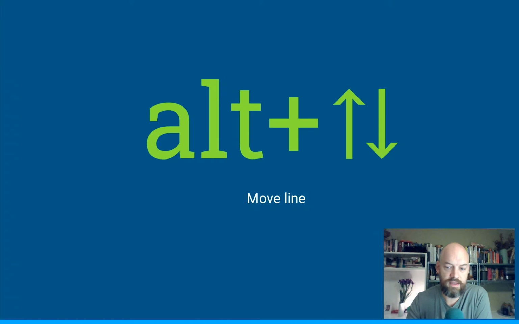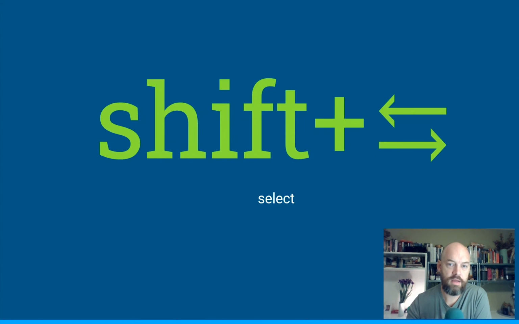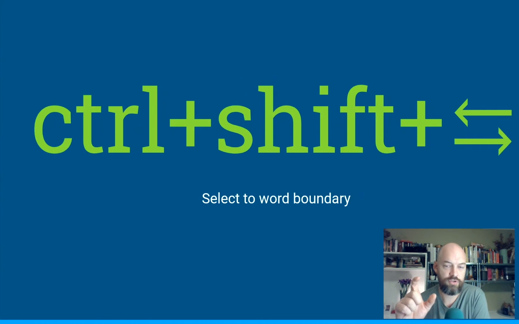The Alt key and then up and down on your keyboard will move that line up and down. The Control key will jump word boundaries left and right. And then the Shift key will select. So if you join Control and Shift, it'll select whole words at a time.